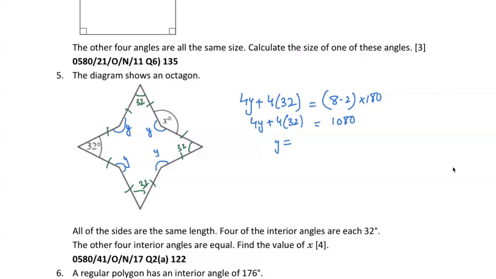Have you found the value of y? Okay, so that's 238. If that is 238, then what's going to be the value of x? Angle about a point, 360 minus 238, that is 122 degrees. Okay.